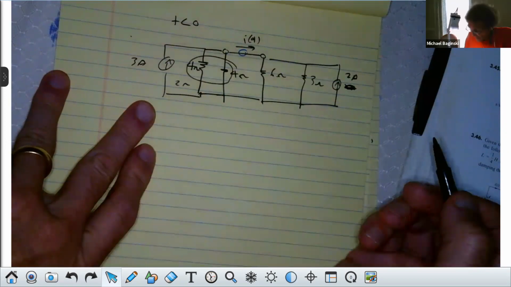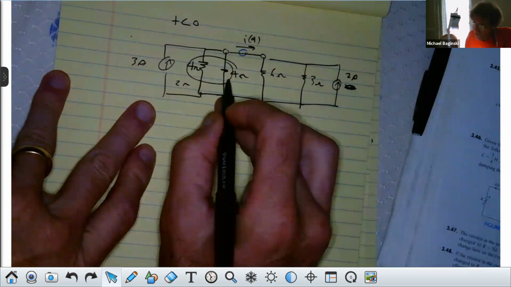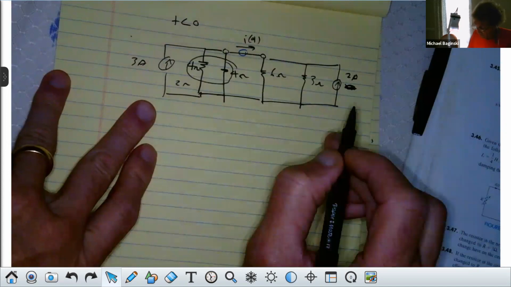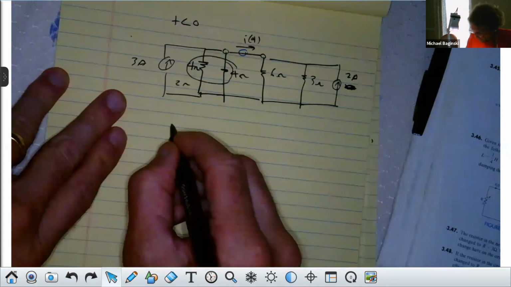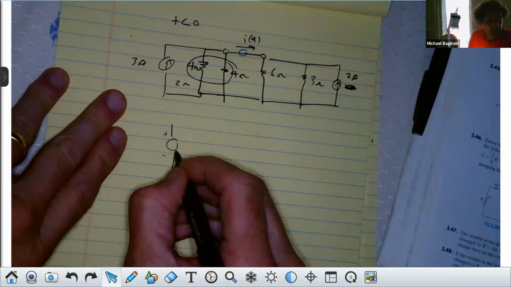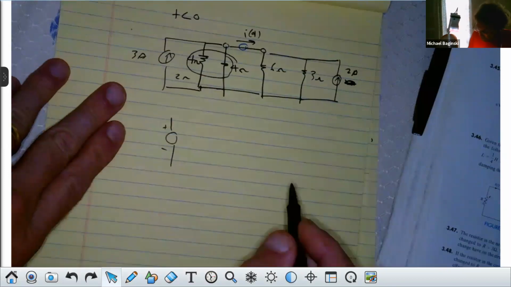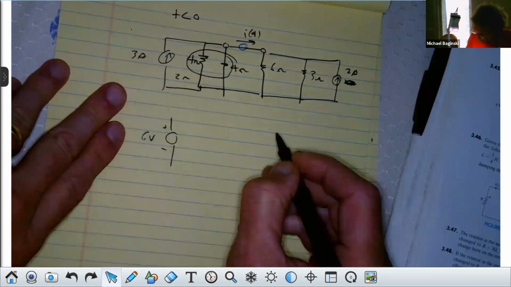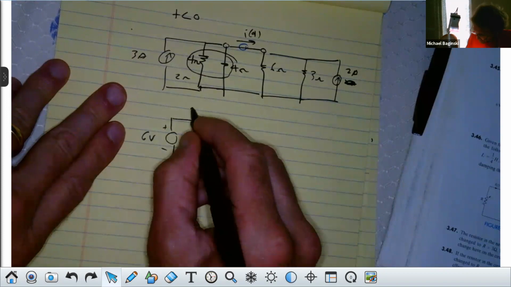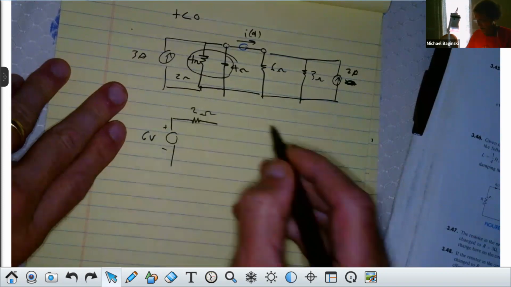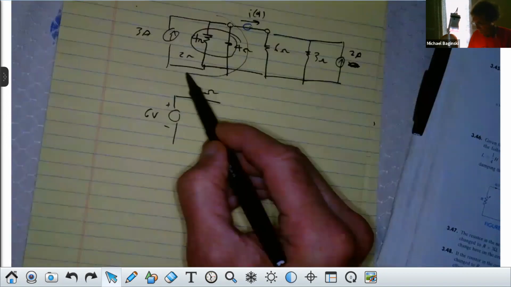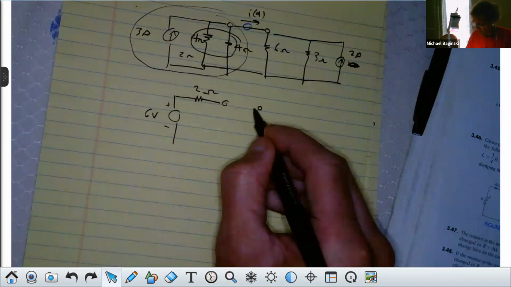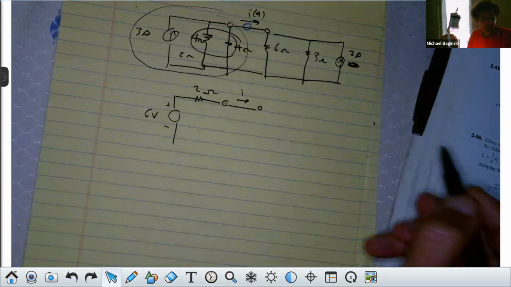With me? Now that 2 ohm would be in parallel with 3 amps, so I could replace that with a voltage source in series with 2 ohms. And my voltage source would be plus or minus 2 ohms times 3 amps, or it would be 6 volts. And it would be in series now with 2 ohms. Now what I've effectively done is replaced all that. And here's where my wire is, where I want this current for t less than 0, where the inductor is.